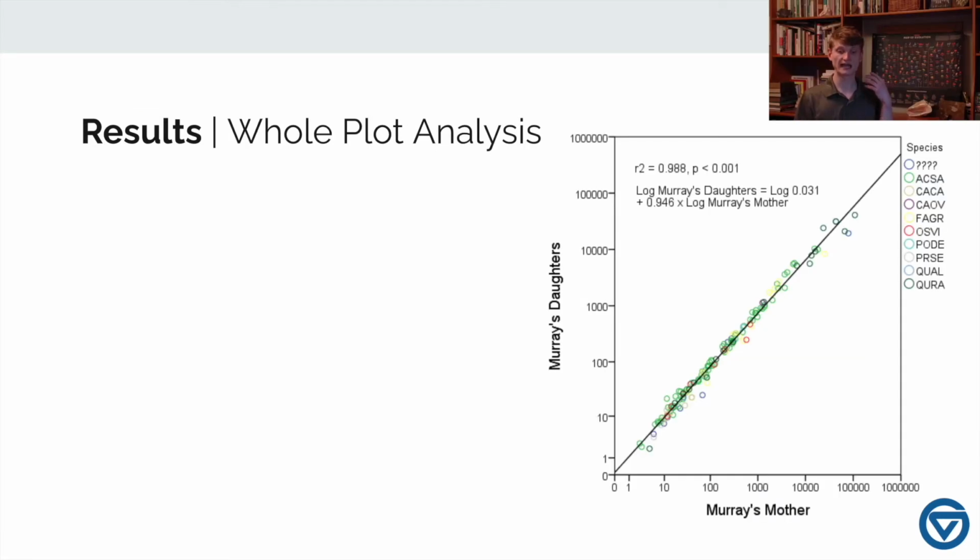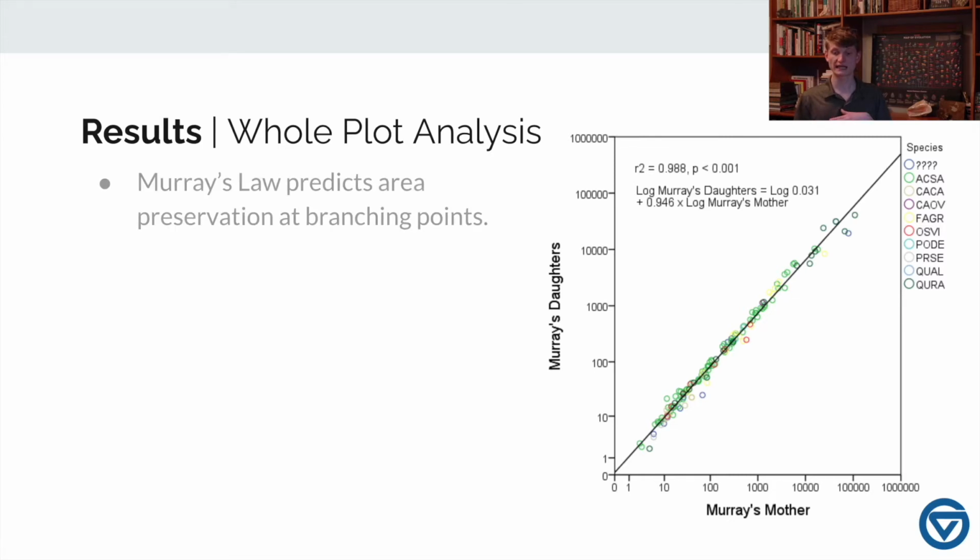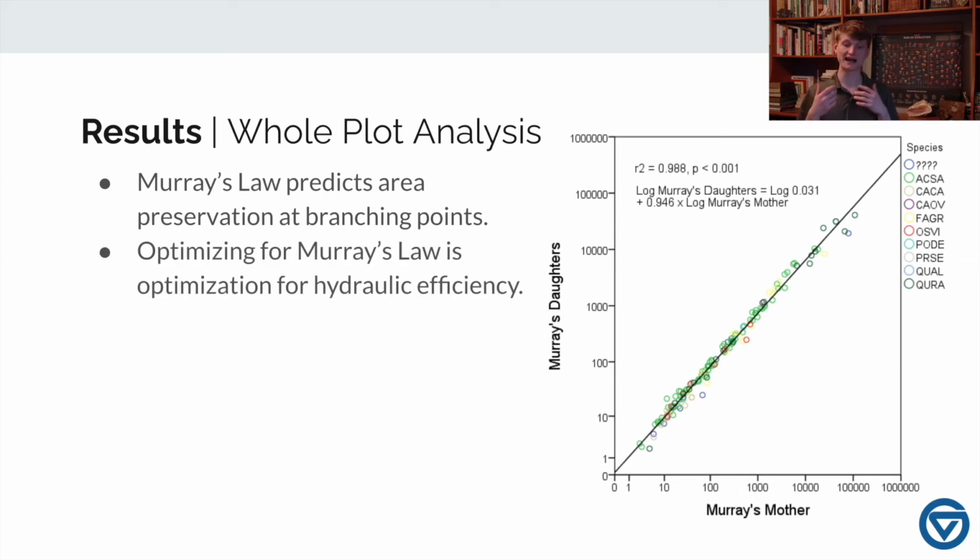Okay, so looking at the whole plot on a little bit more complex level. Here we are looking at it in terms of Murray's Law, which is a mathematical model that we use to experimentally determine that optimization. And Murray's Law is pretty simple. It just predicts that at a branching point, area will be preserved. And basically that means that the area of the mother will equal the sum of those 2 daughters after the branching point. And Murray's Law is a measure of hydraulic optimization. How efficiently can that tree move water throughout its structure?